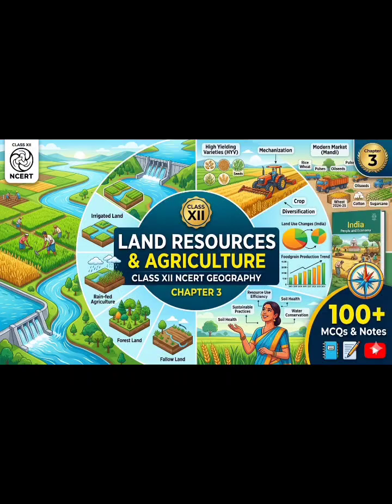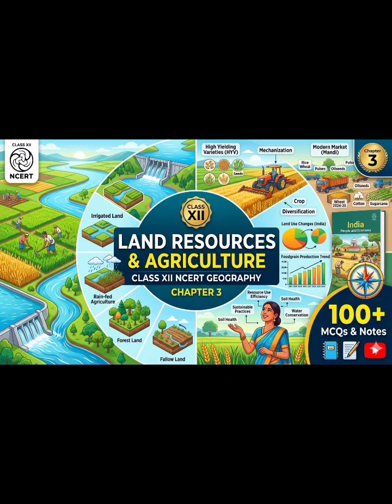Next point is maize. Maize is a food as well as a fodder crop grown under semi-arid climatic conditions and over inferior soils. This crop occupies only about 3.6% of the total cropped area. Maize cultivation is not concentrated in any specific region. It is grown all over India except Punjab and the eastern and northeastern region.